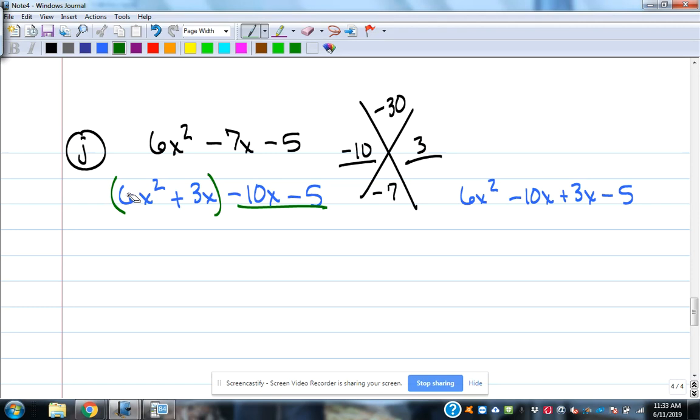The GCF of 6x squared and 3x would be 3 and x. 3 goes into 6, 3 goes into itself. And that would give us 2x plus 1. And then the GCF of -10x and -5 would be -5. That'd leave us 2x plus 1. The matching factor, 2x plus 1, 3x minus 5.